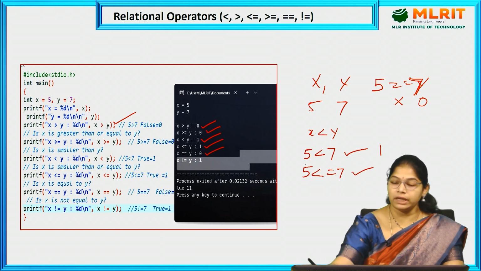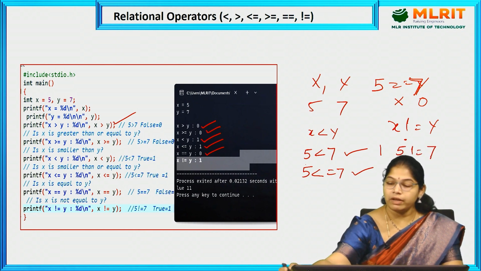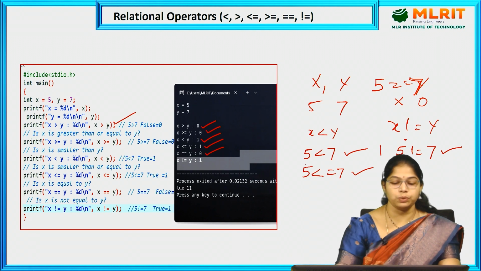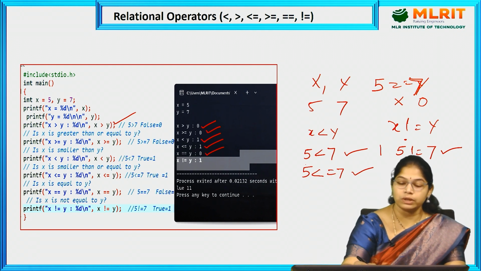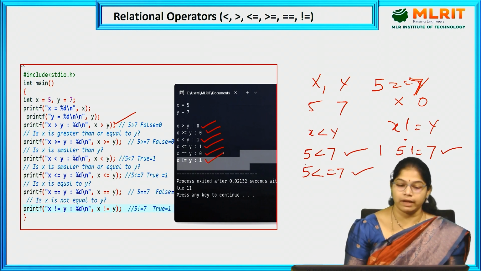Then x not equal to y. Where x value is 5 and y value is 7, 5 not equal to 7. Yes, the condition is true. If the condition is true, it has to give the result as 1, because true is always represented with the binary value 1.